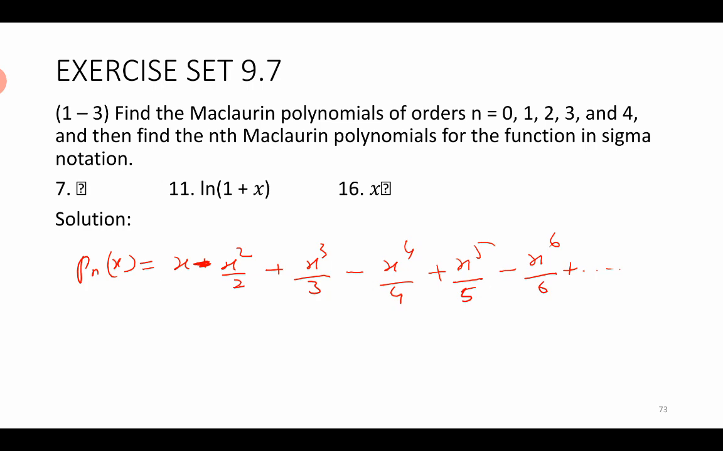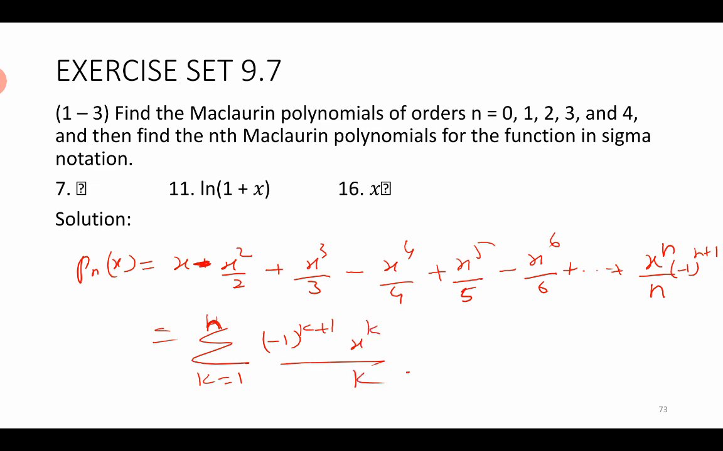It's going, so the nth term will be x power n, the degree, first term is 1, second term 2, third, so x power n is the degree. There will be n in the denominator, and negative 1 to the power n plus 1. That's it. So we can write in summation notation k from 1 to n, negative 1 to the power k plus 1 x power k divided by k. That's it. We can try this for x into e power x.